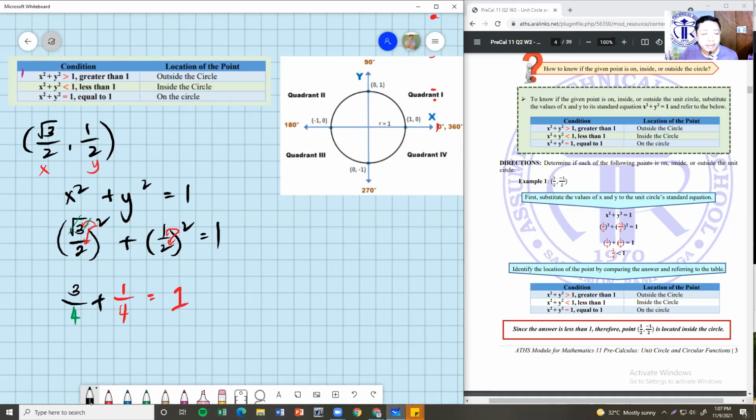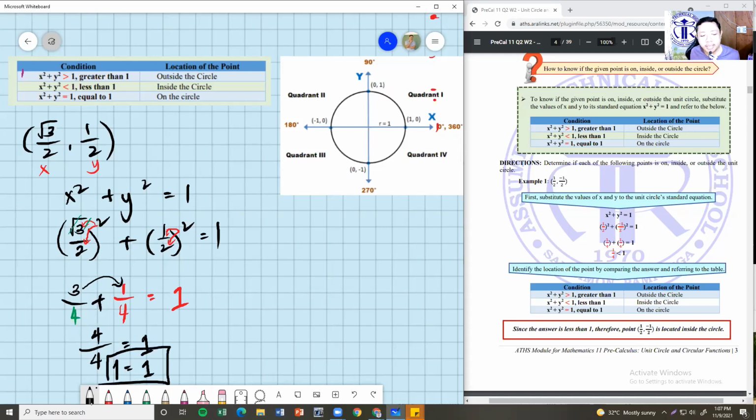So therefore, we can now add these fractions, numerator to numerator, denominator to denominator. They must be similar fractions since they have the same denominator, which is 4. So we will copy the same denominator, 4. So 3 plus 1, the answer is 4. And 4 over 4 is equal to 1. And that's equal to 1.